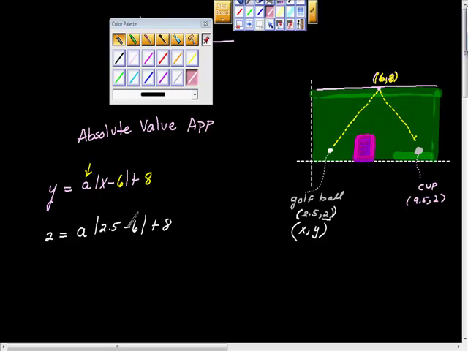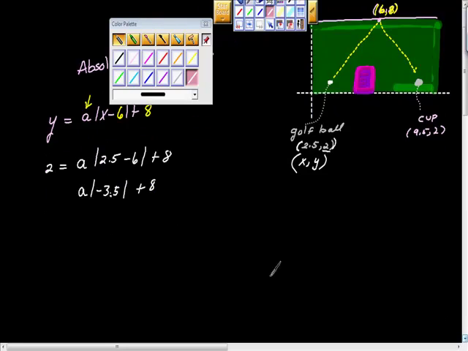Remember, this is going to become the coefficient of a, so this is a mistake you could easily make. So what is 2.5 minus 6? It's negative 3.5, so it's the absolute value of negative 3.5, plus this 8 out here. Now, it's equal to 2. The absolute value of negative 3.5 is 3.5. So is everybody okay with this? Now we have 3.5a plus 8 is equal to 2.